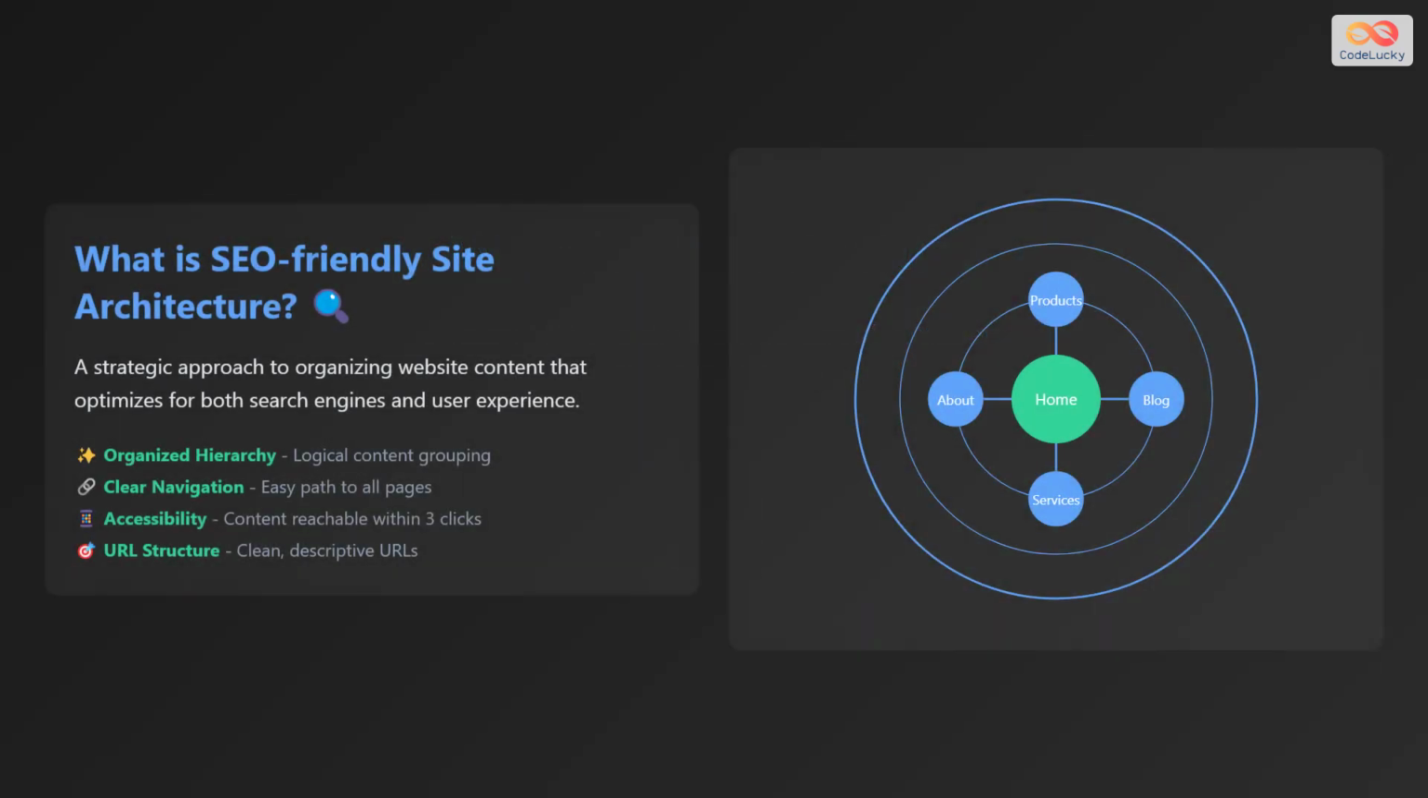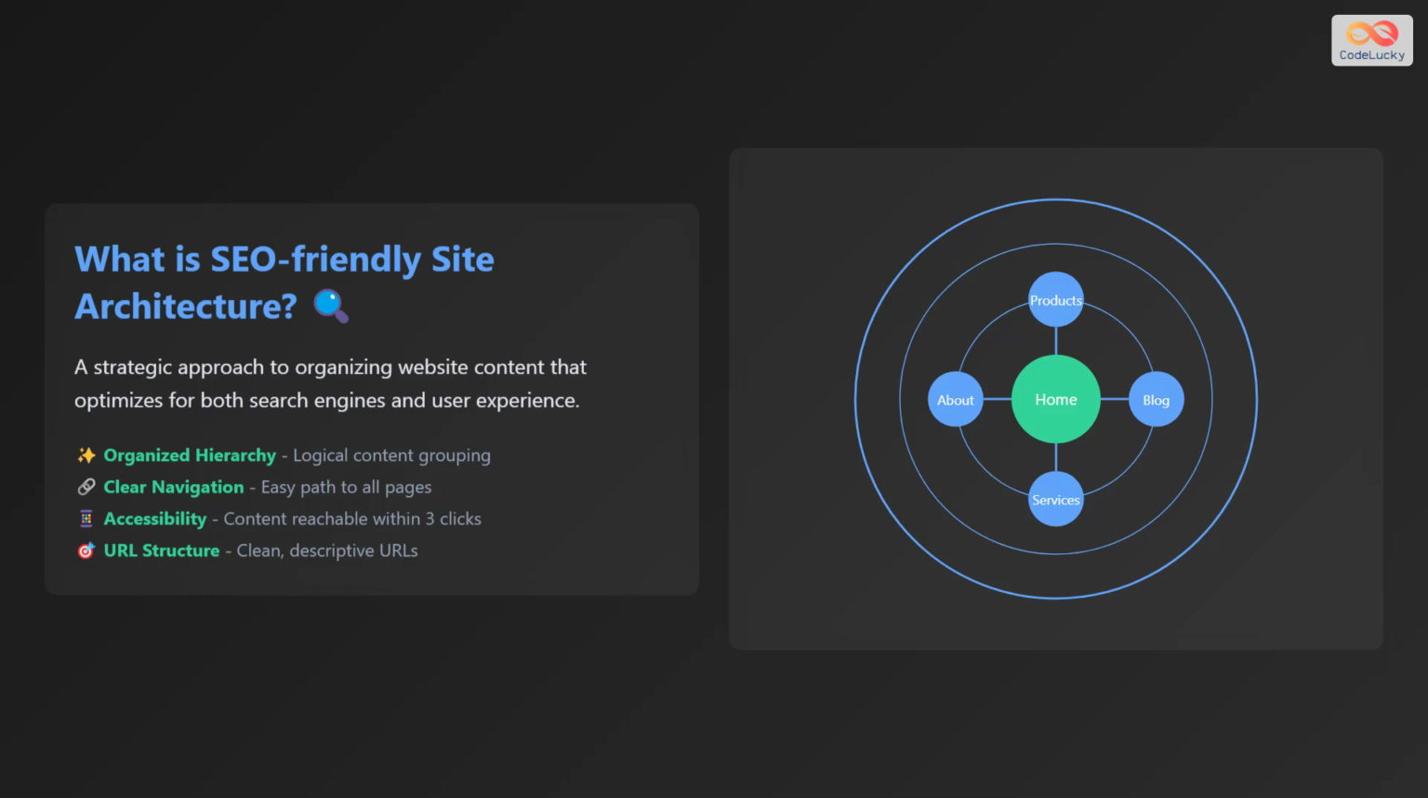What exactly is search engine optimization-friendly site architecture? It's a strategic approach to organizing website content that optimizes for both search engines and the user experience. The key elements are an organized hierarchy, employing logical content grouping, clear navigation, providing an easy path to all pages, ensuring accessibility, making content reachable within 3 clicks, and using clean, descriptive uniform resource locators or URLs.